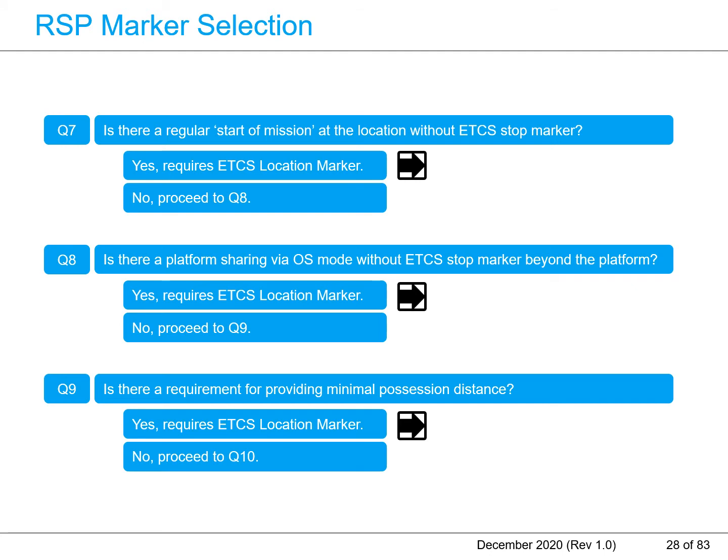Question 8. Is there a platform sharing via OS mode without ETCS stop marker beyond the platform? If yes, the RSP requires an ETCS location marker. If no, proceed to next question. Question 9. Is there a requirement for providing minimal possession distance? If yes, the RSP requires an ETCS location marker. If no, proceed to next question.